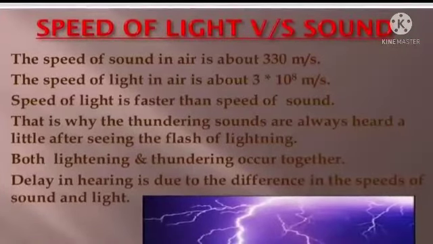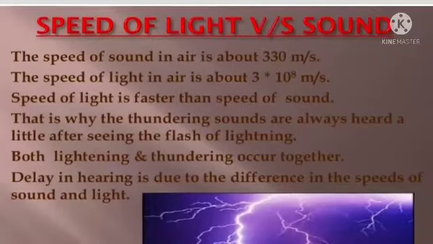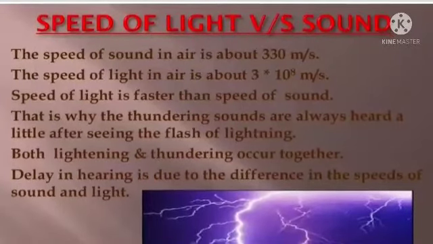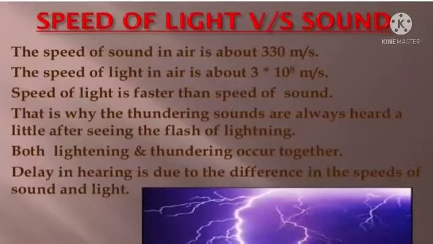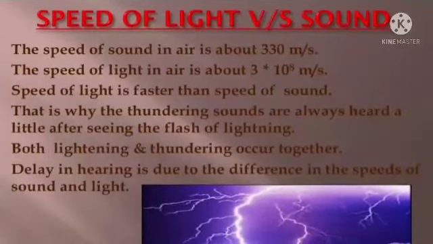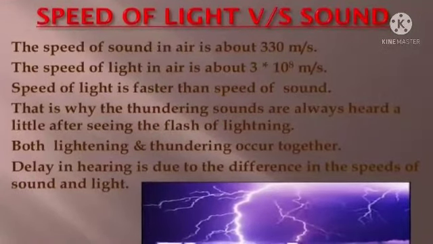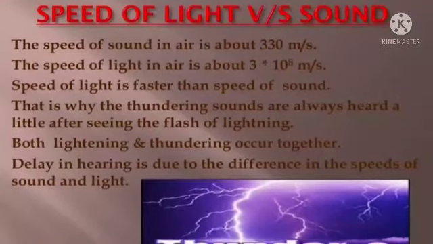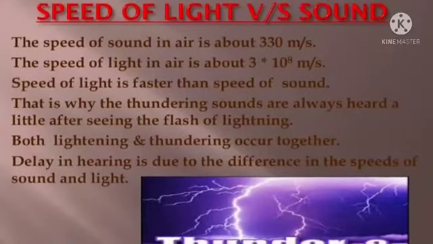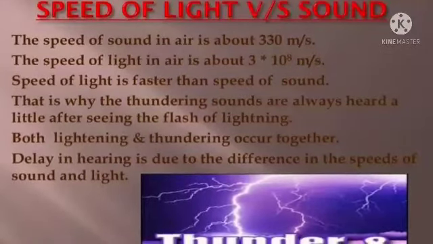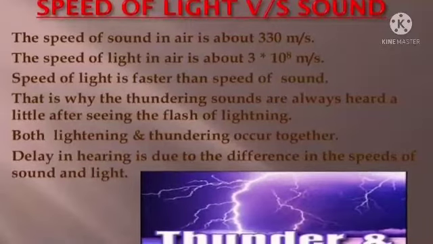Speed of light versus sound. The speed of sound in air is about 330 meters per second. The speed of light in air is about 3 multiplied by 10 raised to 8 meters per second. The speed of light is faster than the speed of sound.